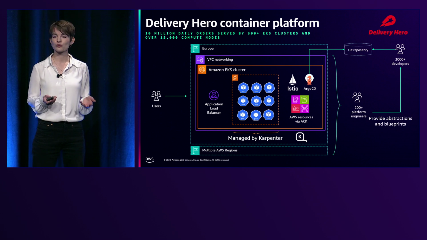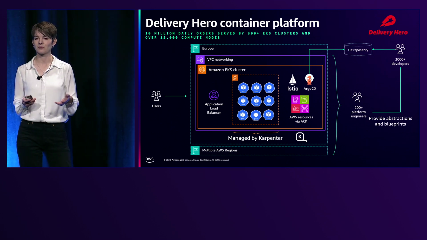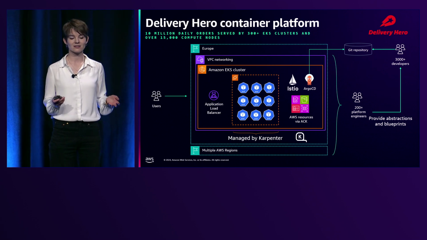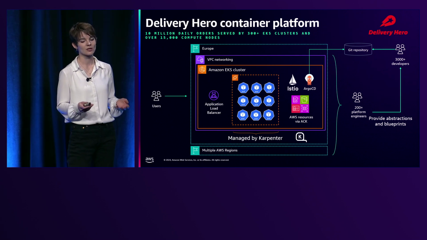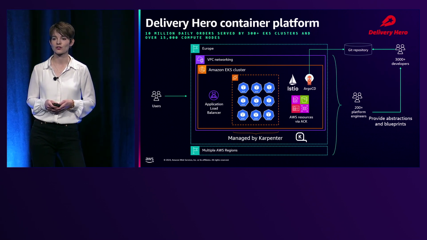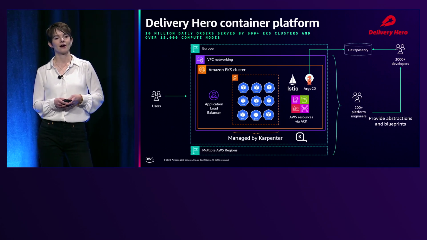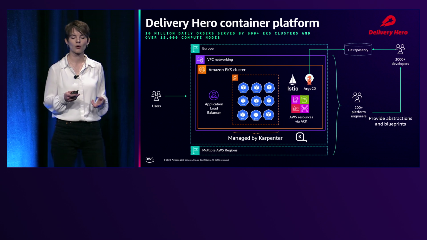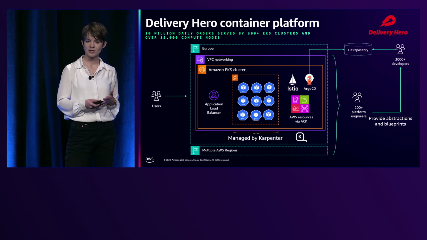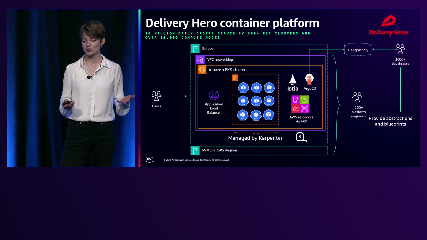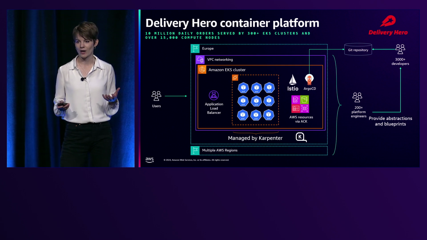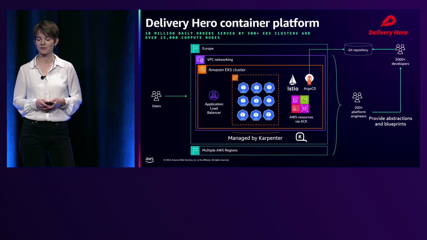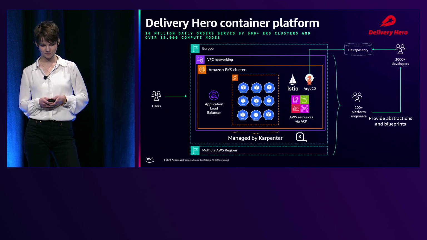So Delivery Hero chose to build with Kubernetes and build out with EKS. They have over 300 EKS clusters and 15,000 compute nodes as part of the platform that they build that serves 10 million daily orders. They're using a number of tools from the Kubernetes ecosystem, things like Istio, Argo CD, and Karpenter. And they're also deploying AWS services in a Kubernetes native way using the AWS Controllers for Kubernetes, or the ACK tool set, to be able to deploy those.